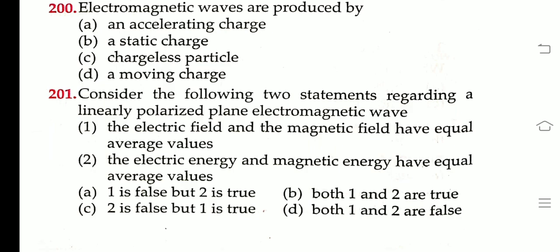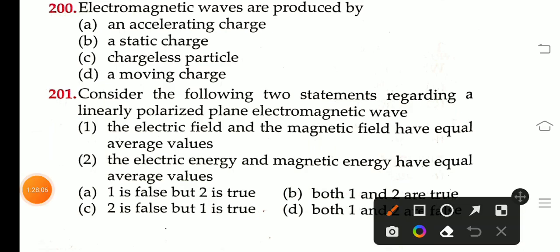Next, electromagnetic waves are produced by right answer will be option A, an accelerating charge.